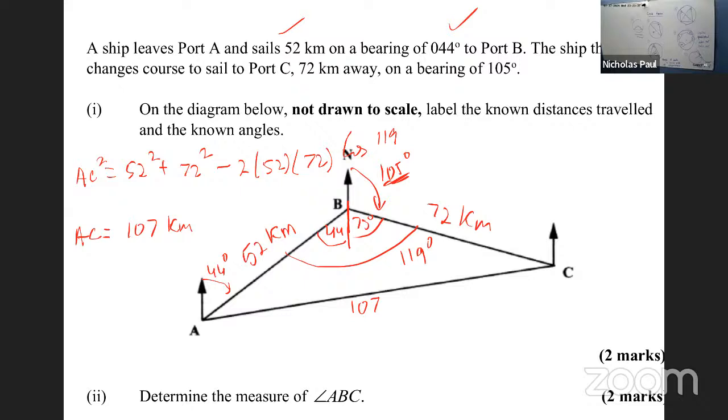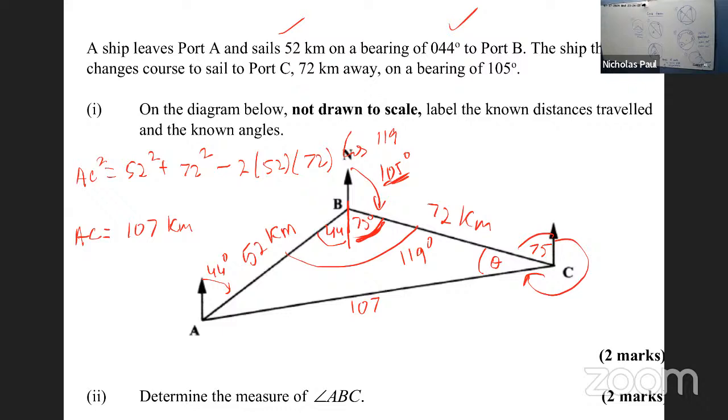They want the bearing from here all the way here. Here is 75, so we know that here is also 75. So if we find this angle theta, we can get it: 360 minus theta minus 75. How are we going to get theta? What's the rule we're going to use to get theta?